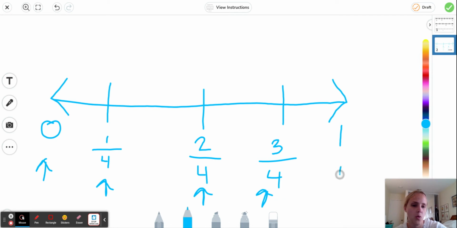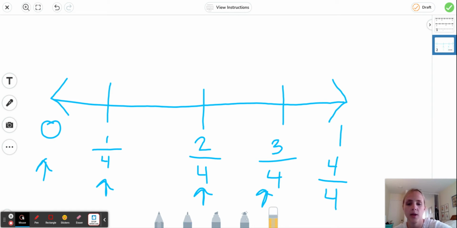If we were going to write 1 as a fraction, what would we write it as? What would come next? We have 1/4, 2/4, 3/4. Think about this. What would come next? If you're thinking 4/4, you are correct. 4/4, another way to say 1.